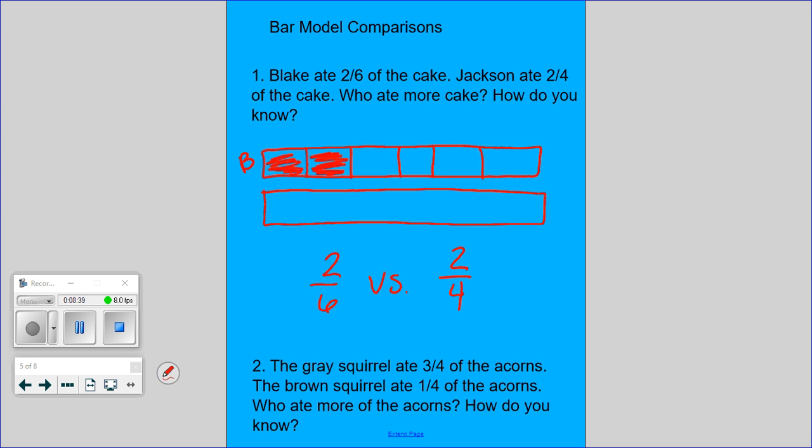Now we go to Jackson. Second bar, I'm putting a J. J for Jackson. All right, Jackson. How many pieces am I partitioning your cake into? 4. How do you know that? The denominator tells me how many pieces are in my whole. My denominator is 4. Is 4 an even number? Yes. I'm going to split it right in half again. Now I need 2 pieces on one side, 2 pieces on the other side. Caleb, how many pieces did Jackson eat? How do you know that?